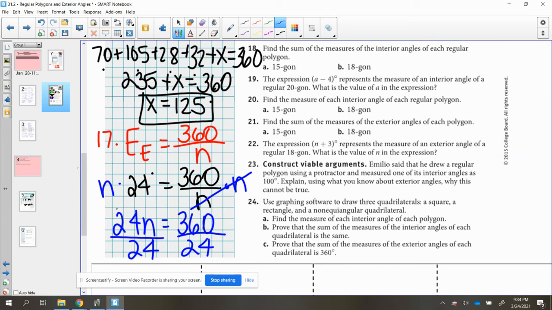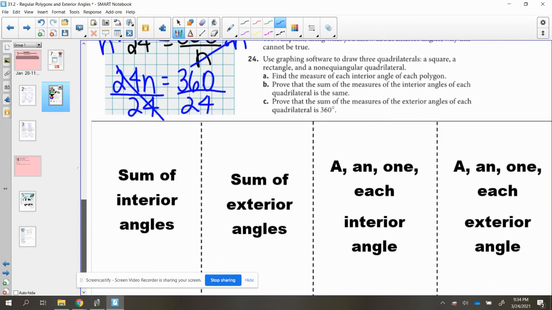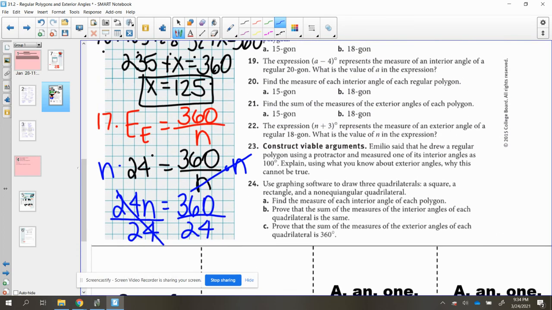So a lot of times we call this switch and divide because essentially what's happening is these two switch spots. Okay, so sometimes you'll see it as switch and divide as we start solving, or switch and divide from the beginning, because you're going to end up switching those. So then 360 divided by 24 would cause us to have 15 sides.